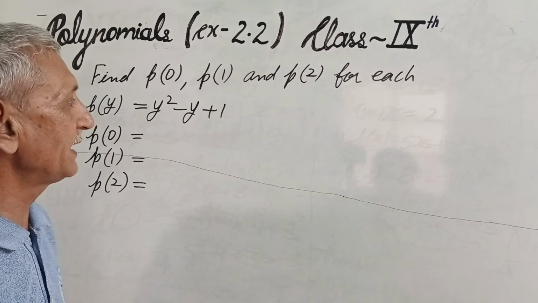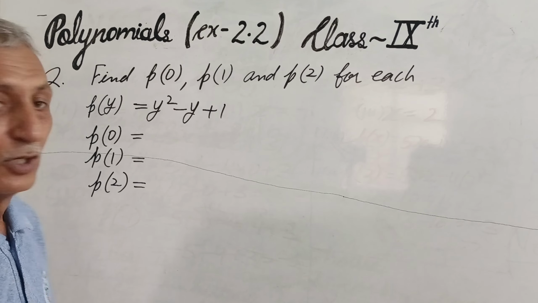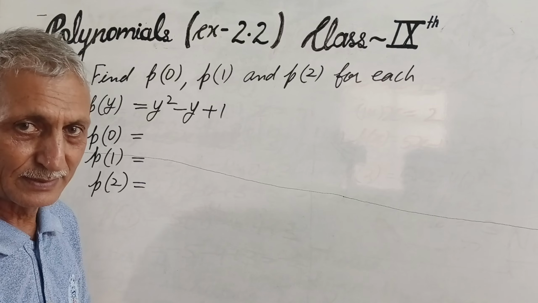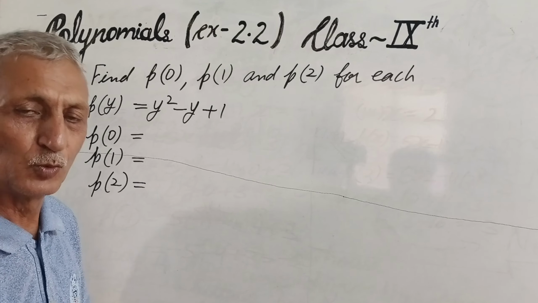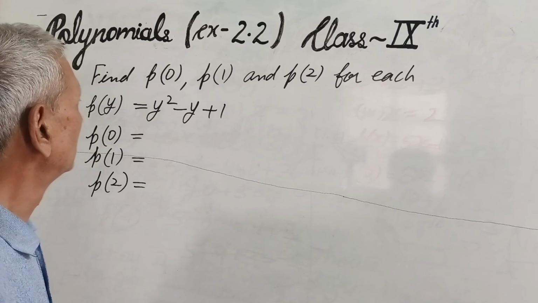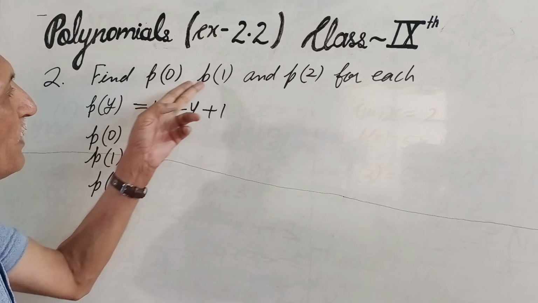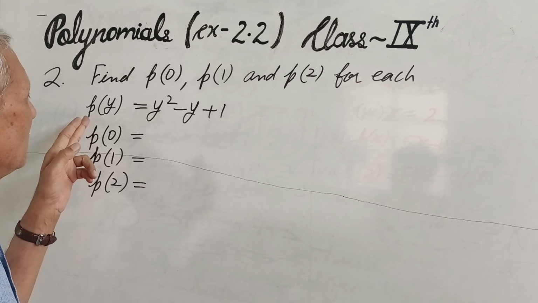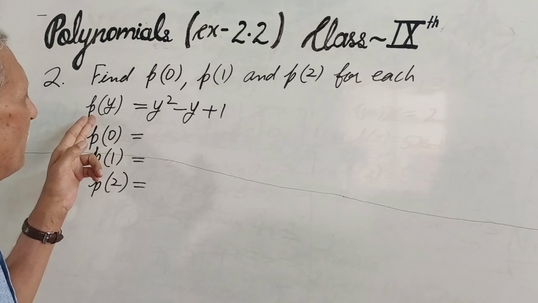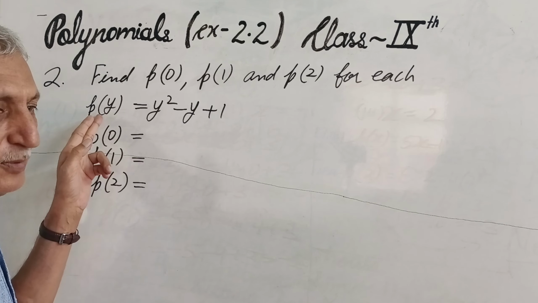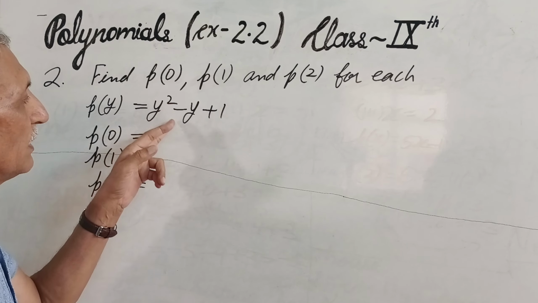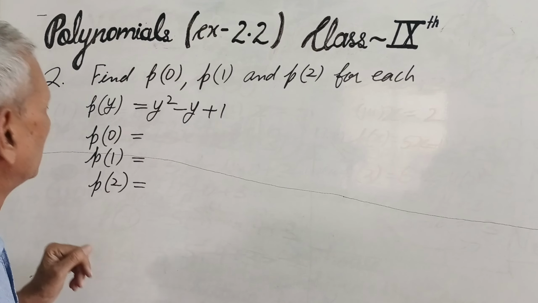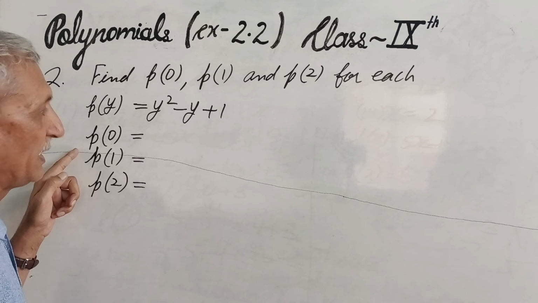Well दोस्तों, let's take up question number 2. Question number 2 has got 4 parts. आइए पहले question number 2 का फर्स्ट पार्ट सॉल्व करते हैं। Find P0, P1, P2 for each, right? Here in the first part, the polynomial Py, the polynomial at y is y square minus y plus 1, right? So let's find out P0.